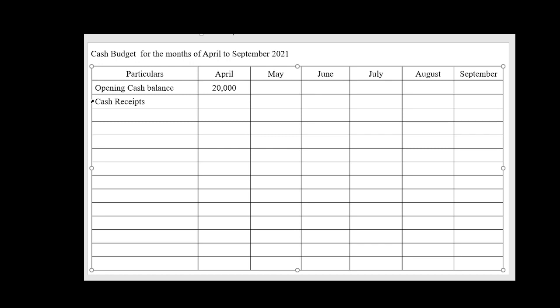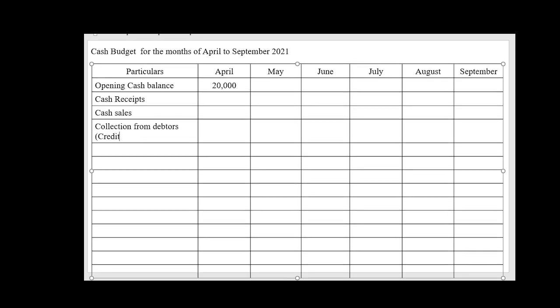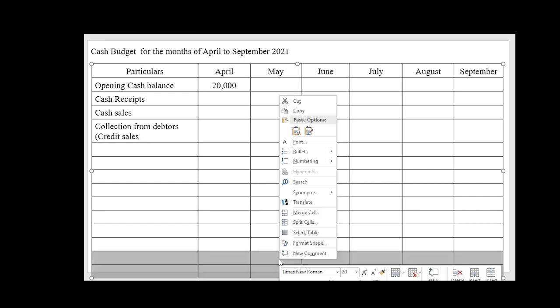Now, what are the cash receipts the business had? What are the cash inflows? One is the company got its money by way of cash sales, and the company also collected money from its debtors. Collection from debtors. Now, what is collection from debtors? It is nothing but the credit sales. Okay, let me just delete these two rows.